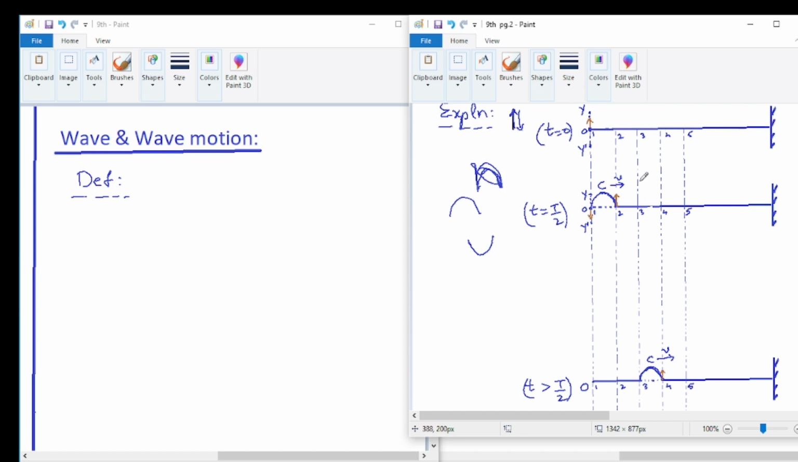How does this disturbance look? Definitely we know that the disturbance, or vibrations, will be transmitted from one particle to another particle. It looks exactly like this. From a real life example, we can say that the disturbance will be moving like this.